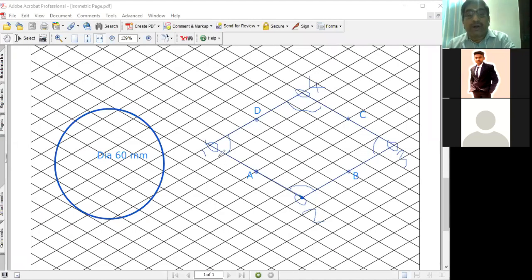Okay. So now the corner 1 and corner 3 is what? Less than 90 degree. This is for understanding purpose I am telling. So the corner 1 and the corner 3 are less than 90 degree, and corner 2 and the corner 4, how much will it be? More than 90 degree.